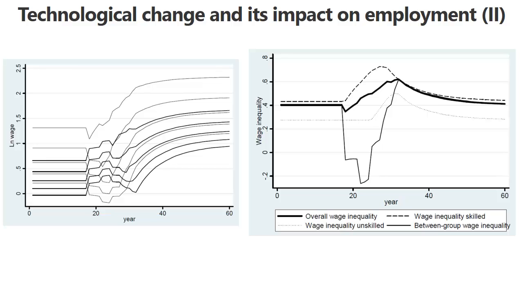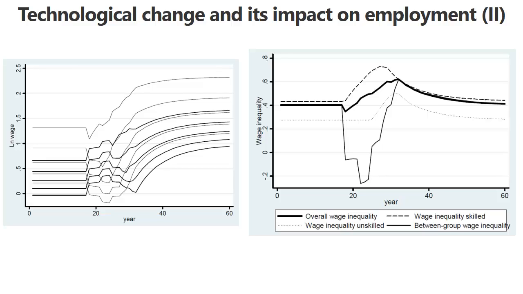Later on, when unskilled workers adopt computer technology, the trend reverses. And finally, when the diffusion is complete, the between-group wage inequality moves back to its initial value. And when the technology cost converges to zero, the relative difference between all workers disappears.